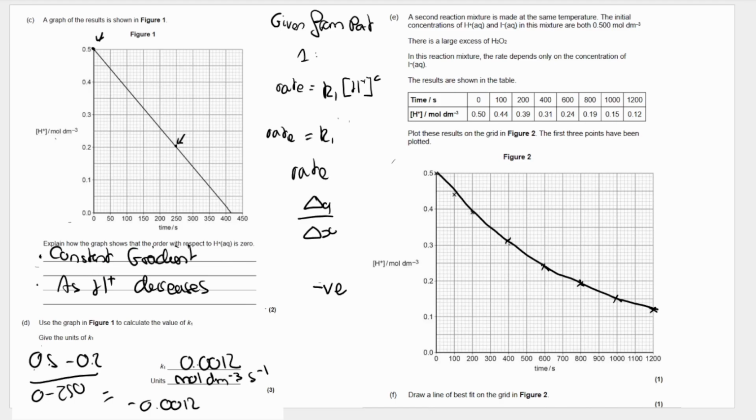A few little sub-points that I just want to cover before the video finishes. Earlier on, I wrote that the value of k1, sorry, was minus 0.0012. Now, it is positive, and the reason being is that in a concentration time graph, a negative slope just simply determines that we've got a decrease in concentration. And that's our interpretation of it. However, the rate of a reaction can never be negative, so we need to make sure that our answer is given as a positive value.